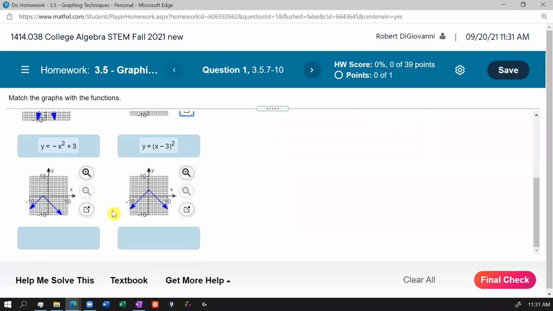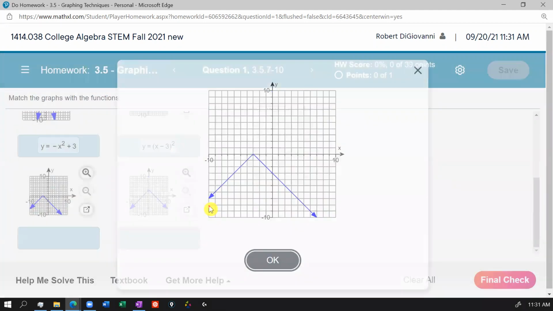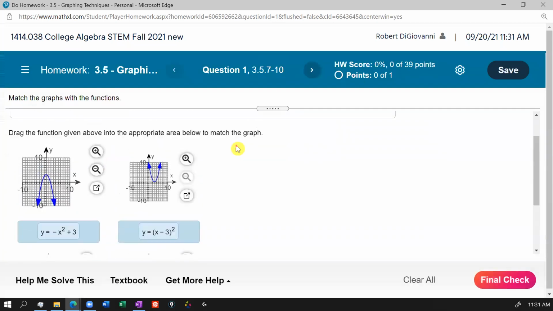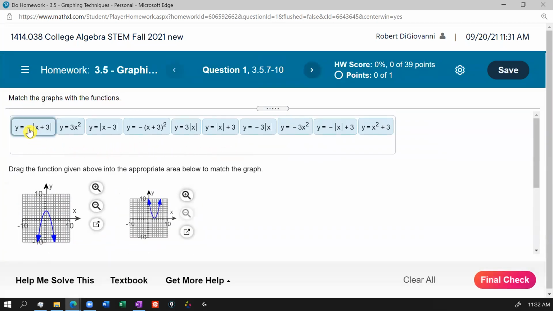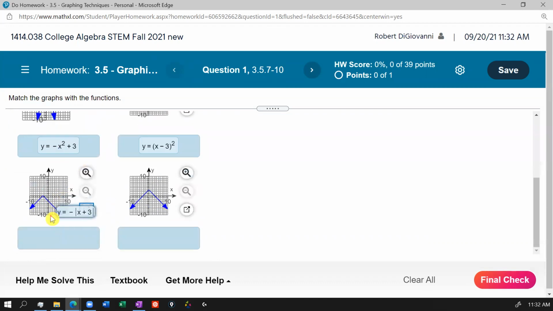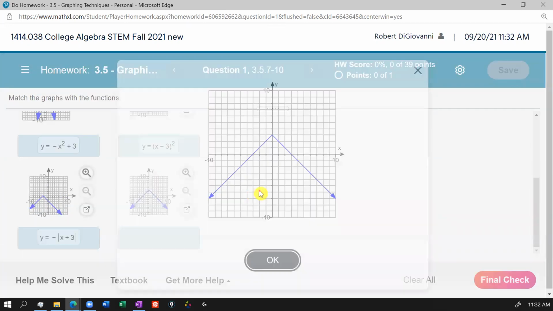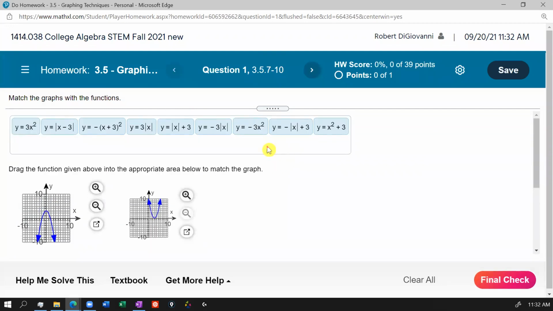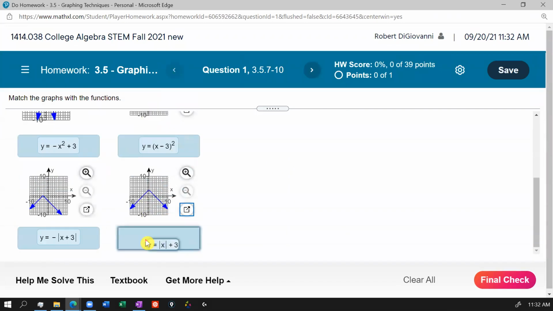So that goes there. Okay, this one here is a V, so it's an absolute value function. It looks like it's been flipped over the x-axis and moved 1, 2, 3 to the left. So we should have a negative in front of the absolute value function, and then it should be a +3 inside. Negative out front and a +3 inside. There we go. Okay, and then this one is just the absolute value function that has been moved up 1, 2, 3 units. So it should just be the absolute value function and then add 3. There we go.